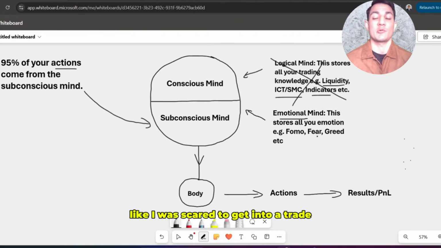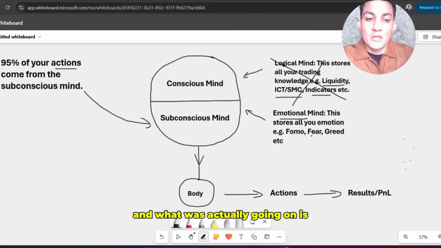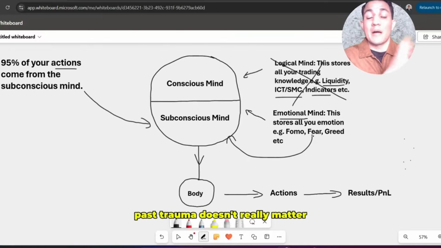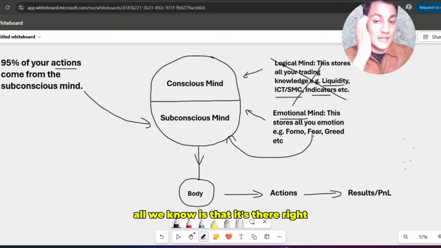I was scared to get into a trade. As soon as I saw any sort of drawdown or price reversing against me, I'd panic, I'd close my position, I'd move my stop to break even. And what was actually going on is deep within my subconscious mind was this fear. I don't know, it could come from childhood, past trauma, it doesn't really matter. All we know is that it's there, right?